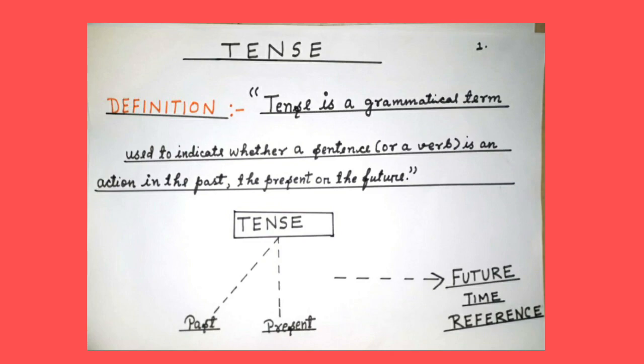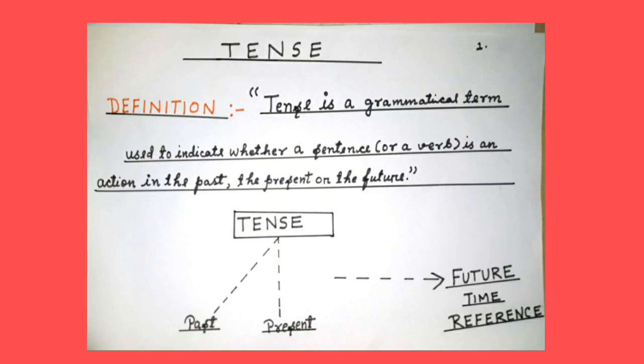Today, we are going to discuss tense. Tense is an important part of English grammar. It is very important to understand tense as there are many students who get confused in it. Let us start with the definition of tense.